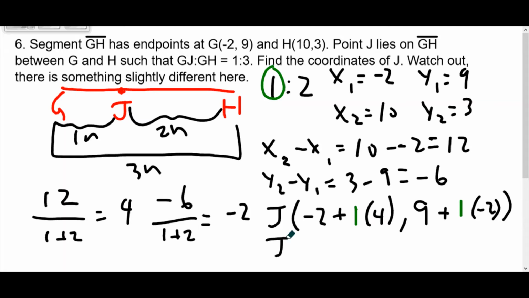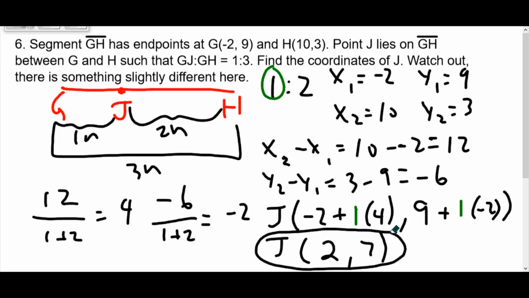So we have in this case point J to be -2 plus 4, which is going to be 2, and the y value will be 9 plus 1 times -2, which is 7. So point J is going to be (2, 7). Okay? So it does not hurt to draw a diagram to work these questions out, just to get a feel for things, especially when things don't look exactly correct. Sometimes we are on autopilot and we make mistakes that we wouldn't see. We have to be very careful when we read our problems.